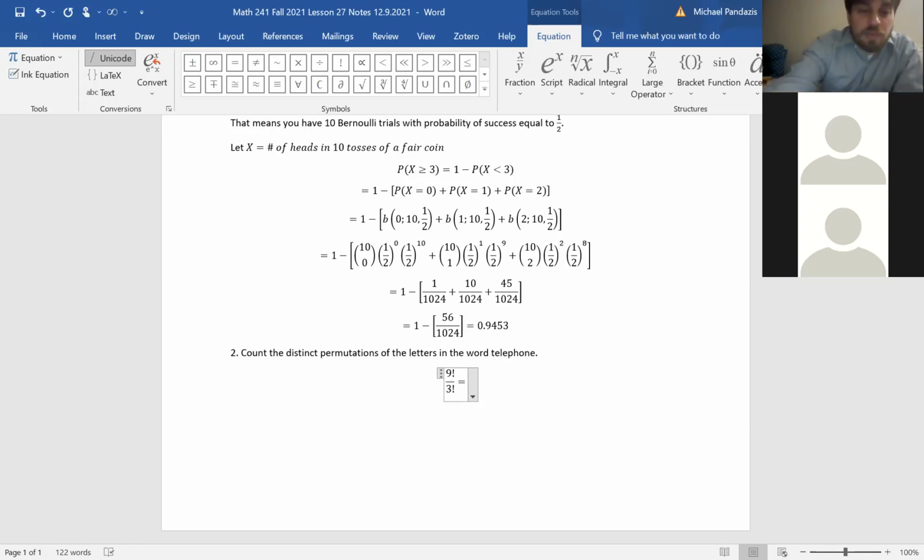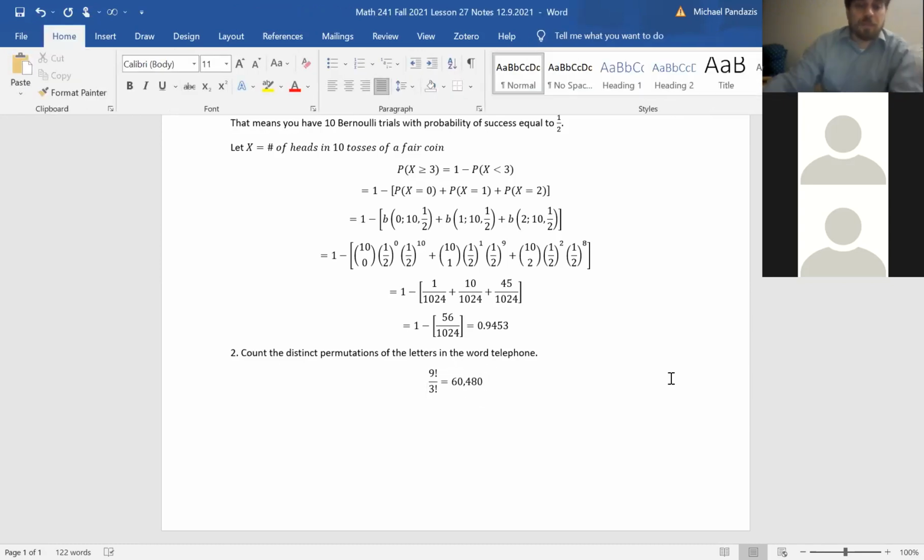Okay, and so that's equal to 60,480. That's the number of distinct permutations of the letters in the word telephone. That's number 2.